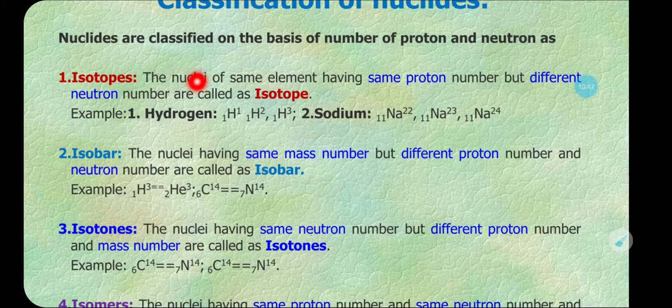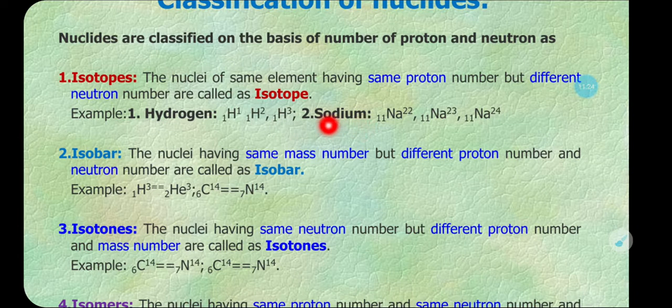So what are isotopes? The nuclei of the same element having the same proton number but different neutron number are called isotopes. Each and every element has isotopes. For example, hydrogen has three isotopes, H-1, H-2, H-3, which we call protium, deuterium and tritium.